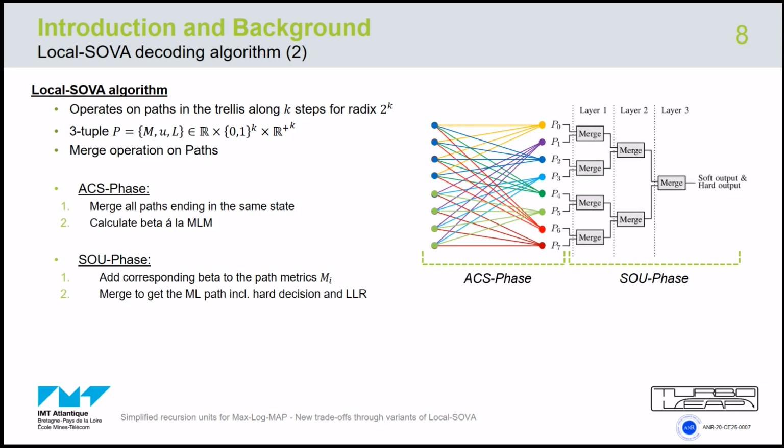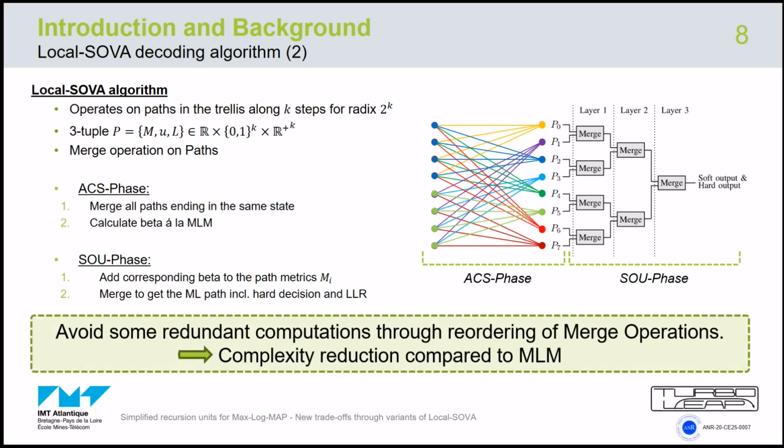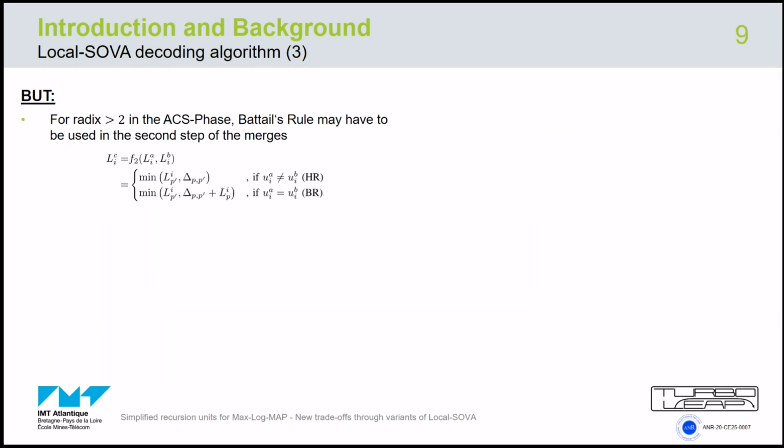merge the paths arriving to this phase to get the maximum likelihood path, including the hard decisions and the extrinsic LLRs. With a bit of reordering of the merge operations, some redundant operations can be avoided, in particular for the radix 4 and higher case compared to the MaxLogMap.